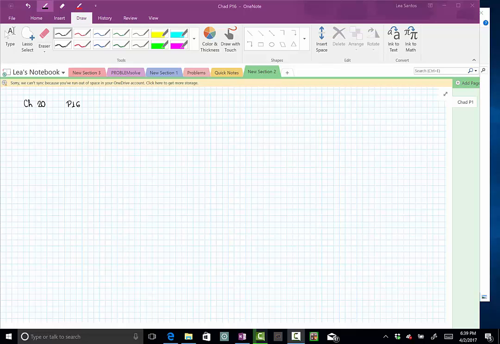So this is problem 16 of chapter 20 of Giancoli 6th edition. The question is, what is the velocity of a beam of electrons that go undeflected when passing through perpendicular electric and magnetic fields? And they give us the values of that electric field and that magnetic field.